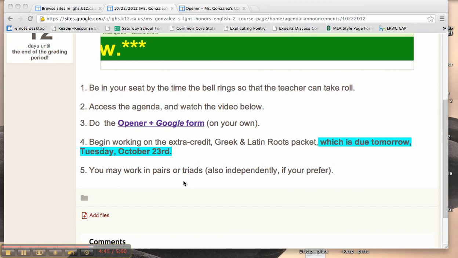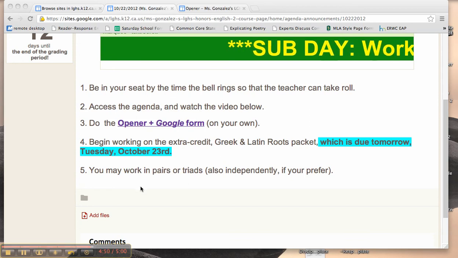Start at the beginning of class. It cannot be done online. It has to be done on paper. With that being said, I will go ahead and let you go.